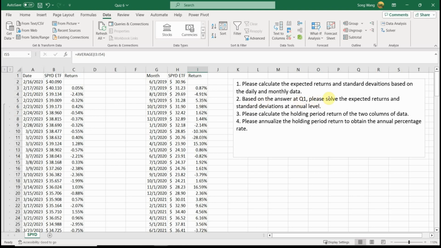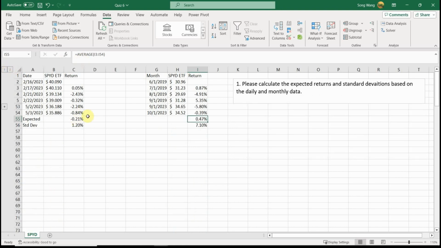All right, so the next thing I want to do, based on the answer from question 1, is to solve for the expected return and the standard deviation at the annual level. So you are solving for the annual expected return and annual standard deviation, and what you have here is the arithmetic mean. For the annual expected return, you can use the daily average times the number of days in a year.